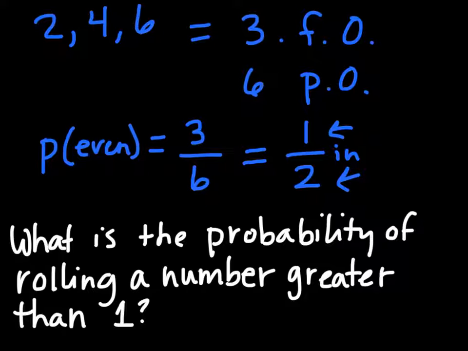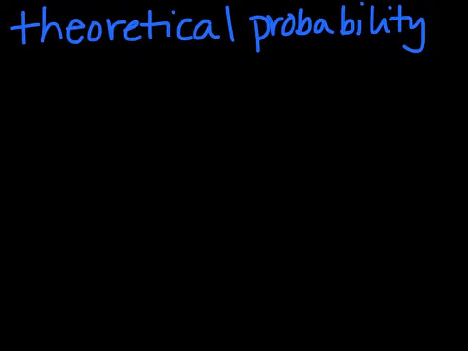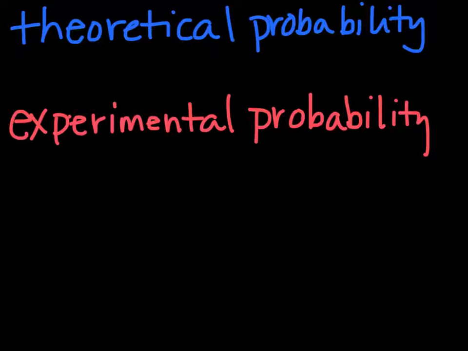Using what we've just done, answer this. What is the probability of rolling a number greater than 1? The examples we've just worked through are examples of theoretical probability. Theoretical probability is based on knowing all of the equally likely outcomes of an experiment. A probability that's based on repeated trials of an experiment is called an experimental probability.